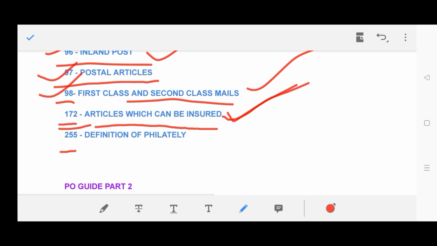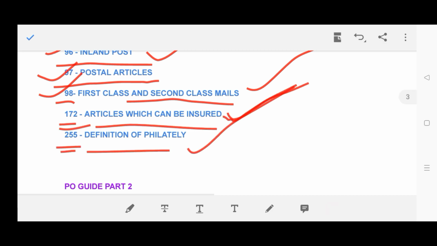Next, class number 255 discusses the definition of philately. The question is asked: in which class is the definition of philately given? That is class number 255.